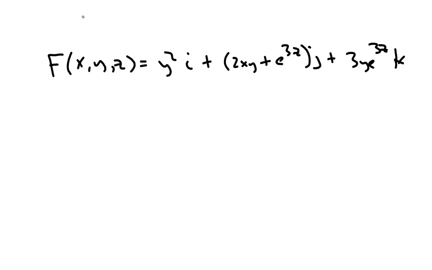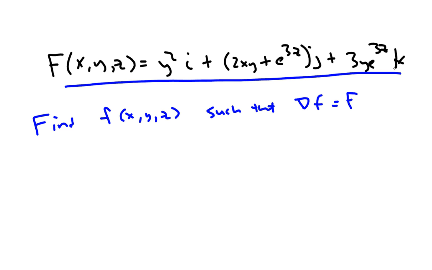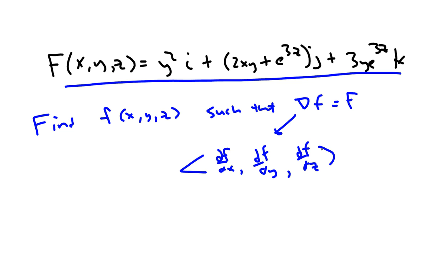All right, and what we want to do is find a function. Let's write it this way. So we want to find f of x, y, z such that the gradient of f is equal to capital F, our vector function up here. Okay, so just remember what a gradient is. It's the vector of partial derivatives. So this gradient vector is going to be partial f partial x, partial f partial y, and then partial f partial z. Okay, so let's do this one at a time.